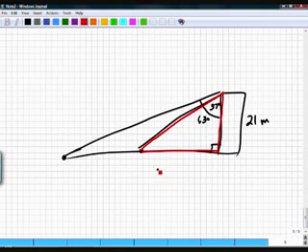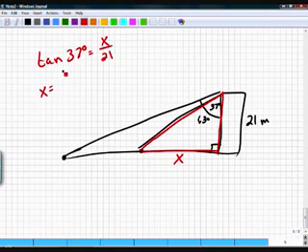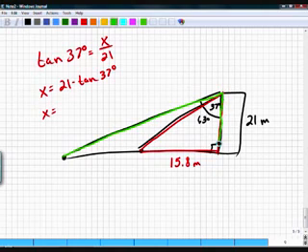Dealing with the small triangle, we've got the 37, and we're looking for how far out that boat is. That would be opposite and adjacent, which is tangent: tangent of 37 equals opposite over adjacent. Somebody figure out what x is for me, please. Good, which is 15.8 meters. Any questions? Now let's look at the bigger triangle and find out how far out the larger boat is.